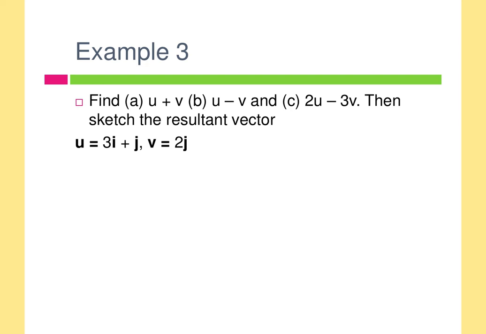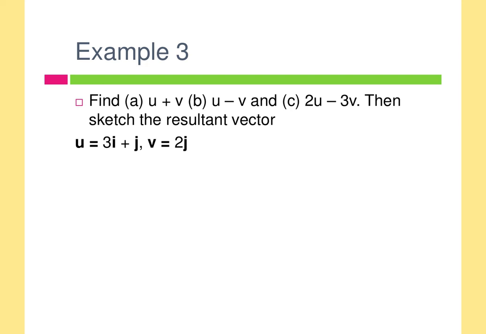So almost the same question. It says find A, u plus v, B, v, u minus v, and C, 2u minus 3v. Then sketch the vector. Go back to the previous slide. Yeah, just a second. u is 3i plus j, and v is 2j.